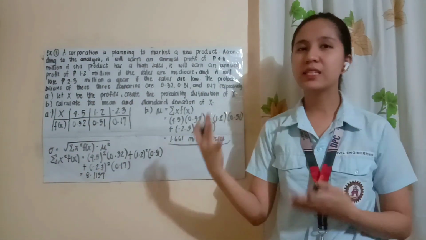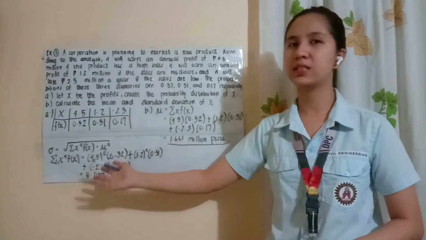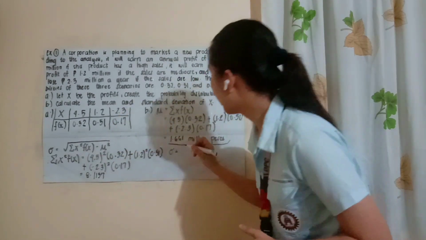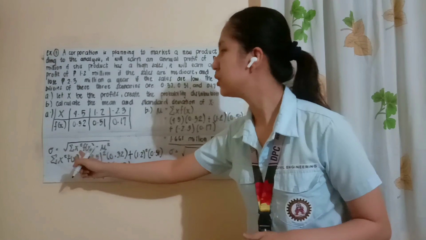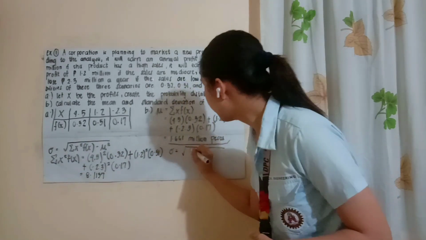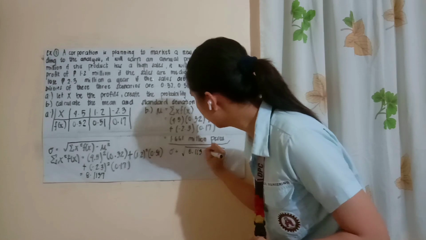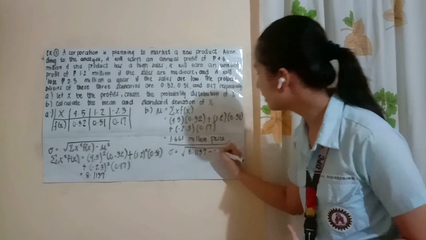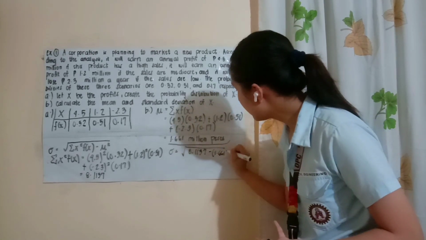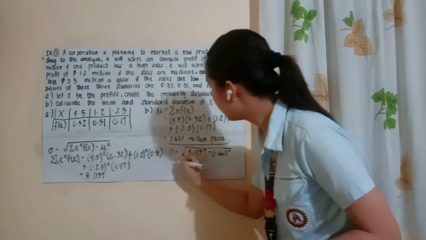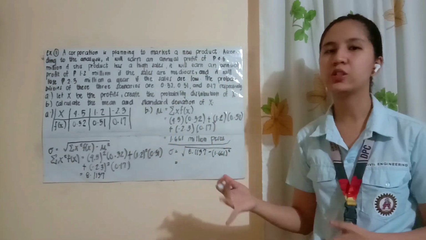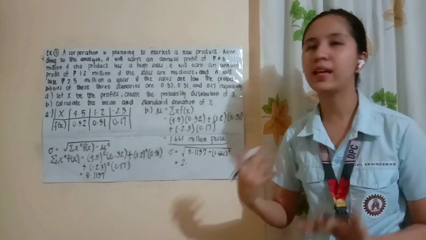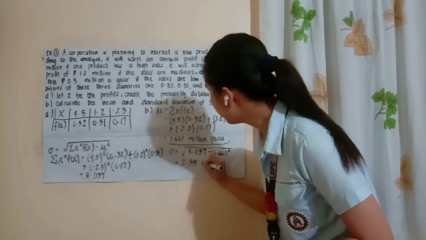Then we substitute them in our formula for the standard deviation. Sigma equals the square root of the summation of x squared times f of x, that's 8.1137, minus mu squared. What is our mu, or our mean? That's 1.661, and we square it. This is our standard deviation. When you compute this in your calculator, you will get 2.314 million pesos.